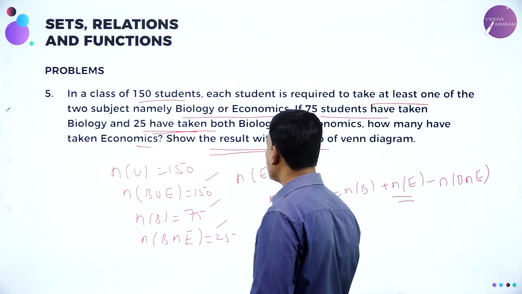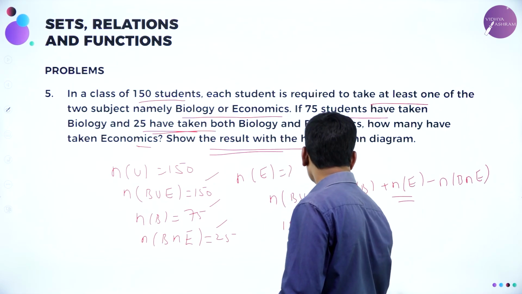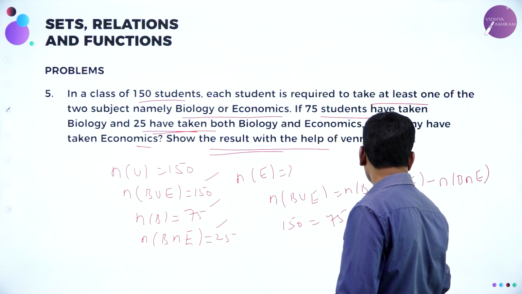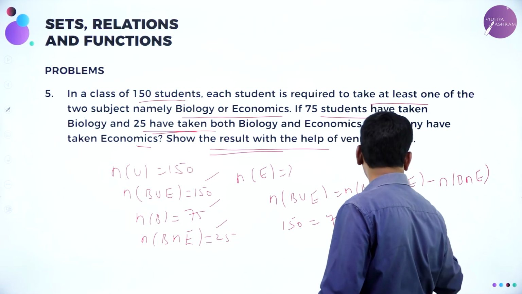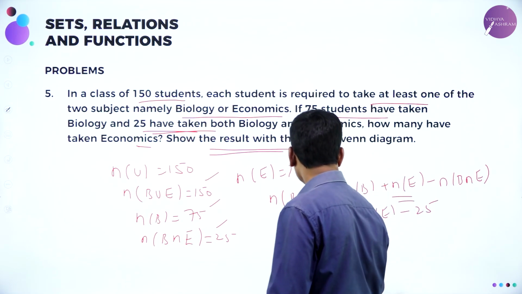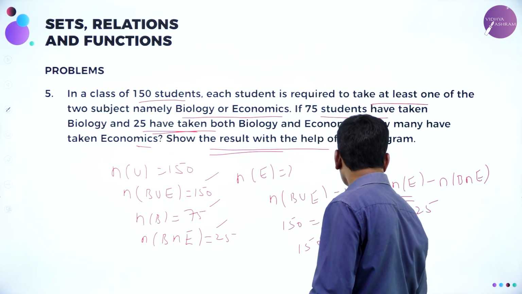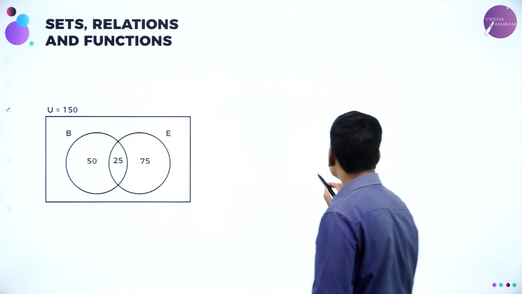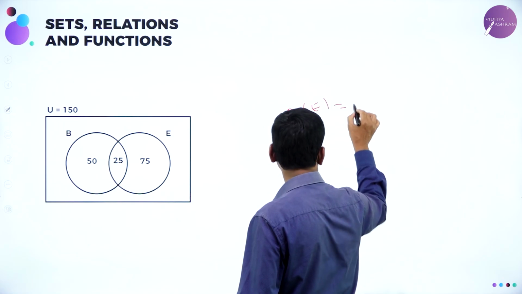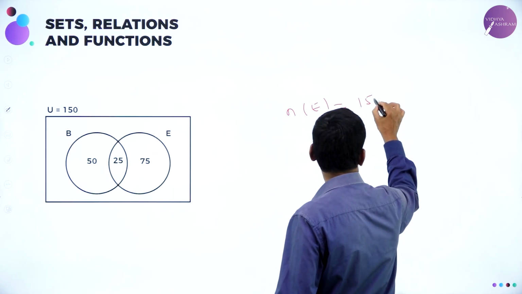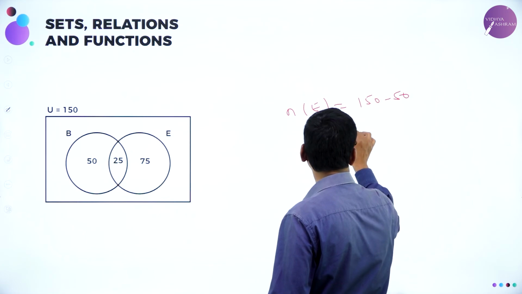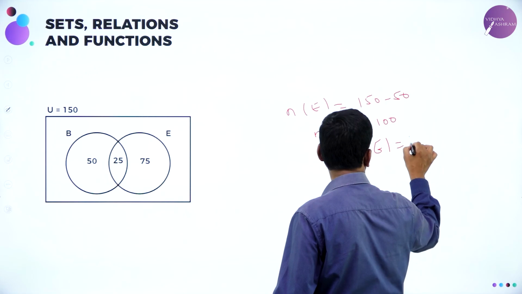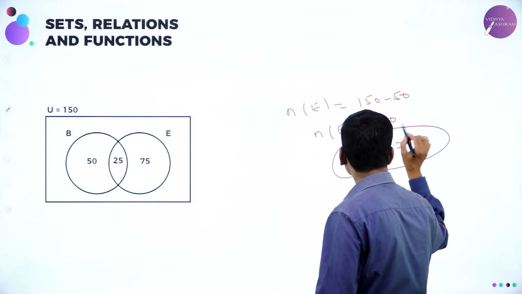So write down the values. n of B union E is 150, equal to the number of students who took biology, 75, plus n of E, which we don't know, minus n of B intersection E, 25. So 150 is equal to n of E plus 75 minus 25, which is 50. Therefore n of E is equal to 150 minus 50, so n of E is 100. The number of students who will take economics is 100.